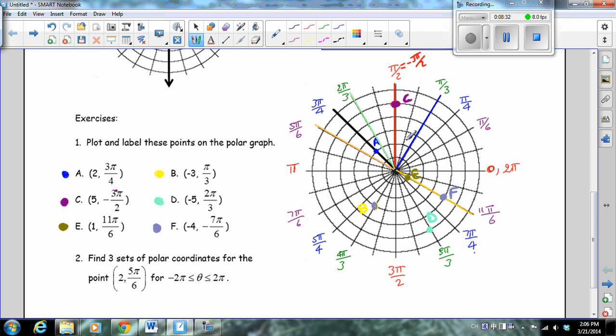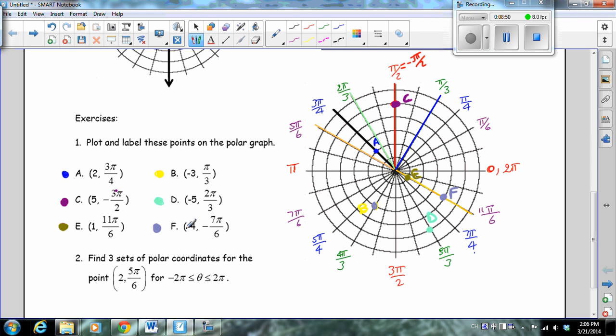For D is 2 pi over 3. 2 pi over 3 is located on this line, sort of green, or green bluish. Now you're going negative 5, so you're going to go opposite. Instead of going outward like this, you're going to go back this way, and I count 5. That's how I got my D.